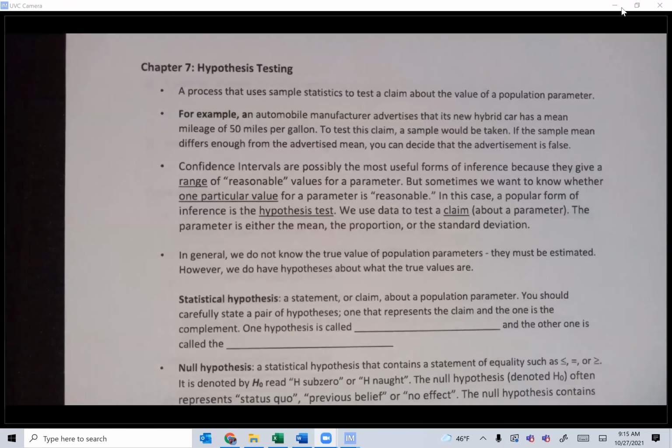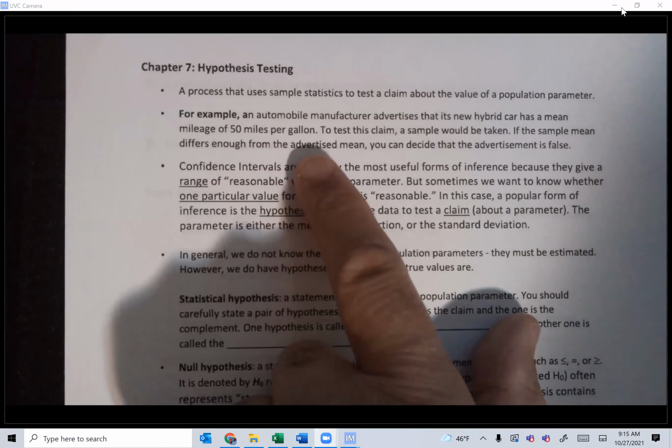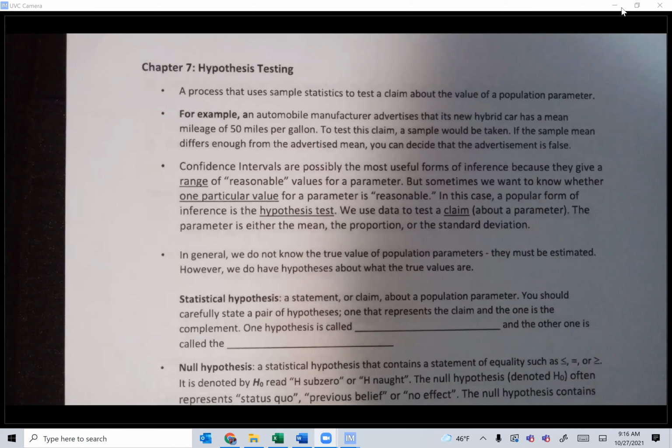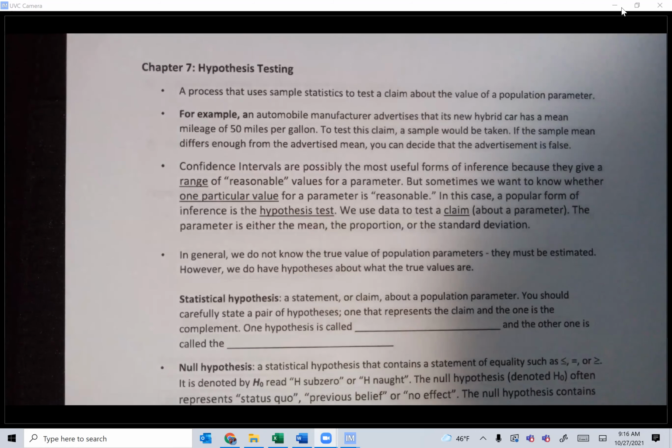Here is an example, as you can see right here, guys. An automobile manufacturer advertises that its new hybrid car has a mean mileage of 50 miles per gallon. Well, that's an advertisement. It could be a true advertisement or a false advertisement. In order to check this out, you need to collect a sample of data and decide from the sample whether you have enough evidence to support the advertisement or you don't have enough evidence to support the advertisement.